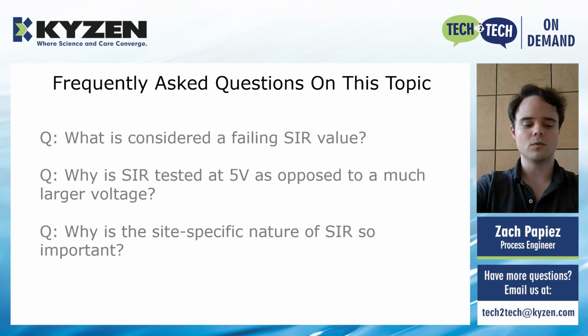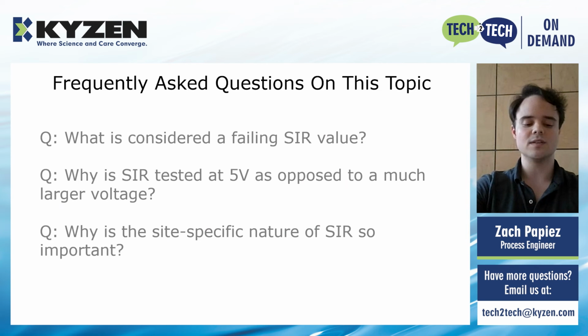Secondly, why is SIR tested at 5 volts as opposed to a much larger voltage? There are actually two major reasons why SIR is commonly tested at 5 volts. First, the 5 volts closely mirrors the operating voltage of most electronics today, but also the lower voltage greatly increases the chance that the testing will catch a dendritic failure. A higher voltage would break the dendrite much faster and it might not be detected.